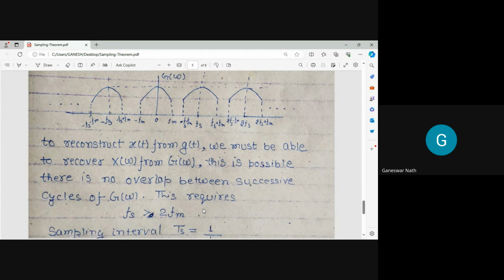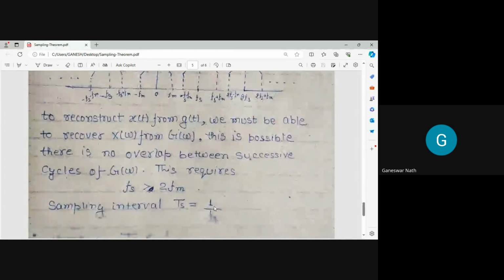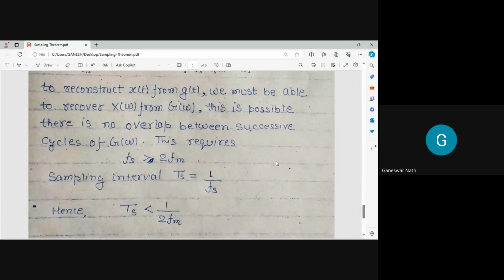So to reconstruct x(t) from g(t), we must be able to recover X(omega) from that of G(omega), and this is possible when there is no overlap between successive cycles of G(omega). This requires fs to be greater than 2fm, and sampling with a sampling time equal to 1 by fs here.